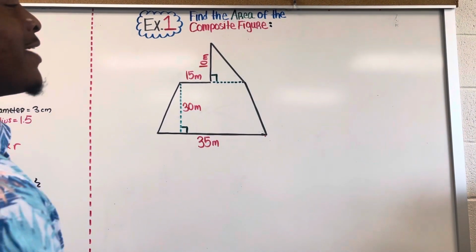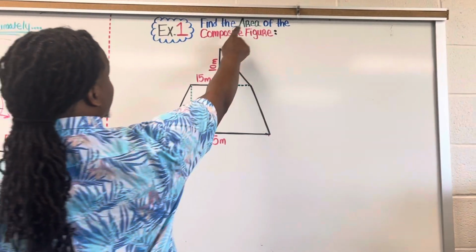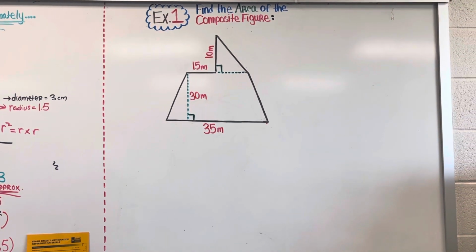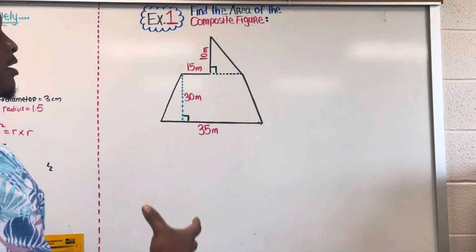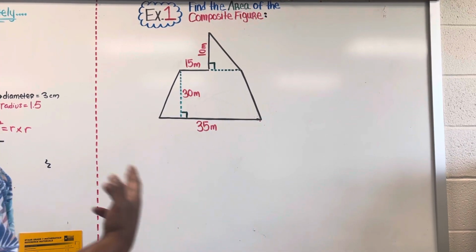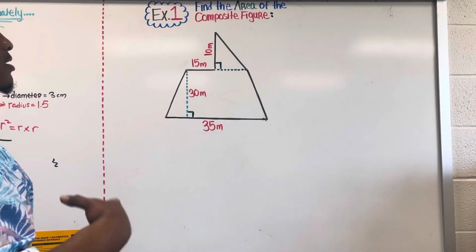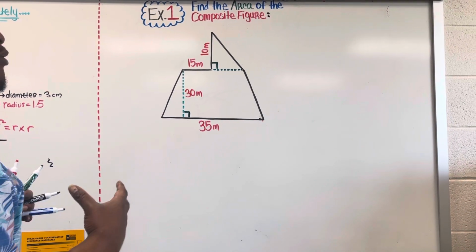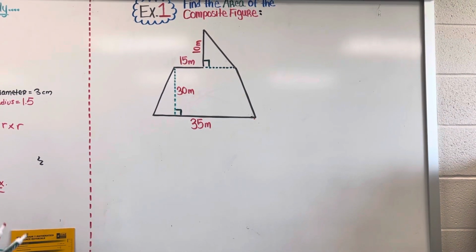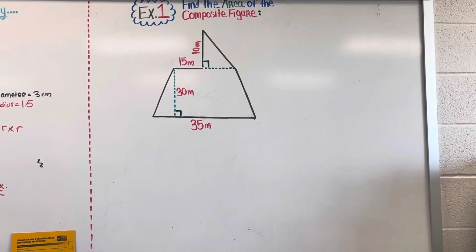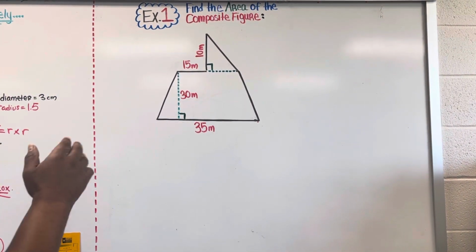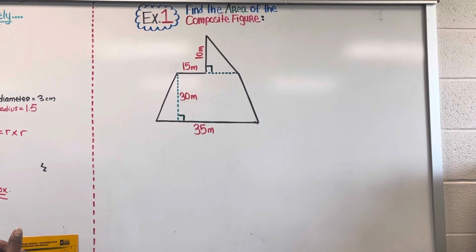Today I want to go over example 1 of how to find the area of a composite figure. Now, a composite figure is just a figure composed of simple shapes such as trapezoids, triangles, circles, squares, rectangles, etc. It's just a figure where you could put 2 or more simple shapes together, they become a composite figure. So what we want to do is analyze this composite figure and figure out what simple shapes we see within it.